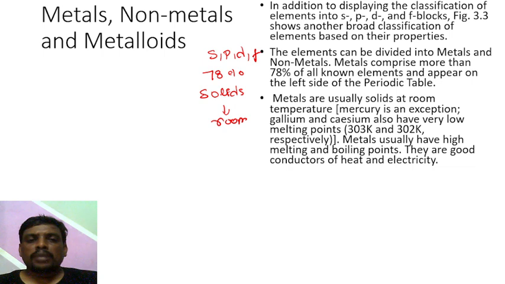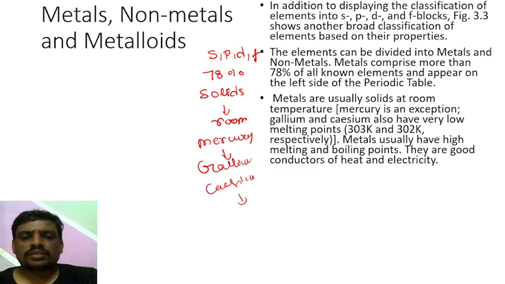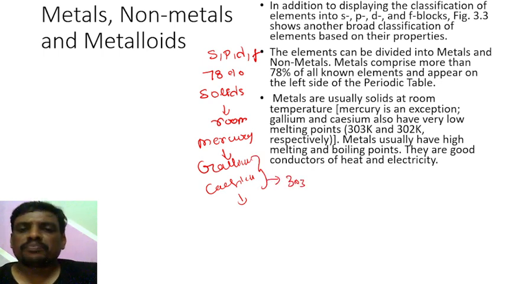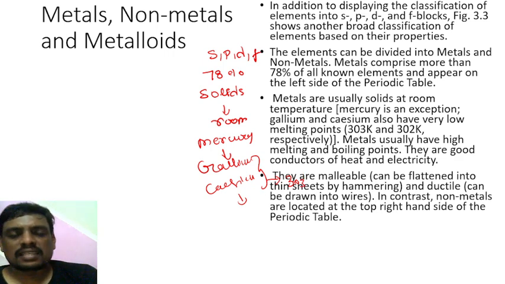And mercury, if we take mercury, it is an exception. Whereas gallium and cesium also have very low melting points. The melting points of these two elements are 303 Kelvin and 302 Kelvin. Metals usually have high melting and boiling points. They are good conductors of heat and electricity.